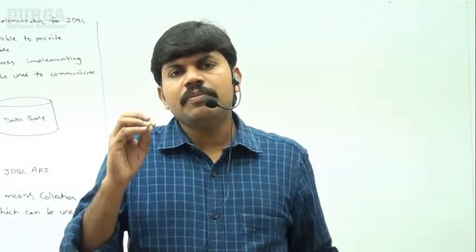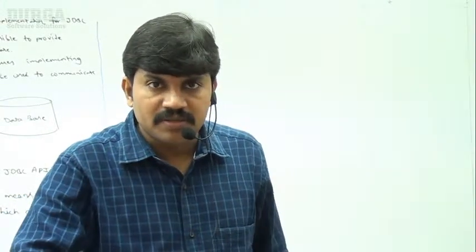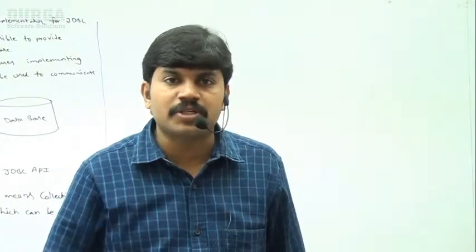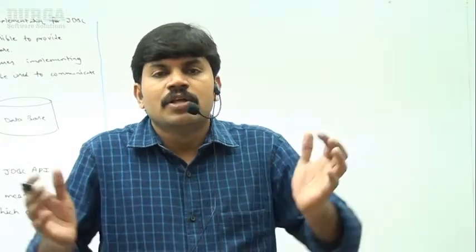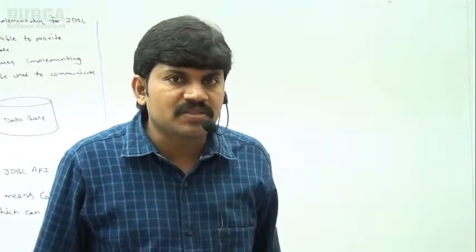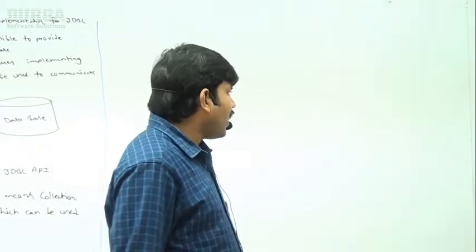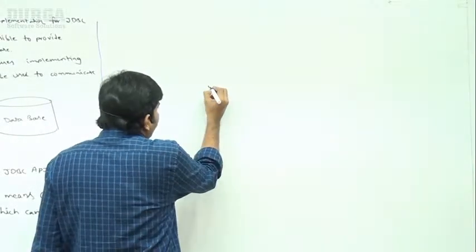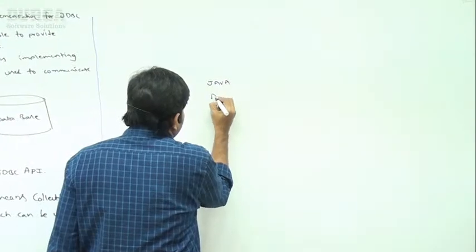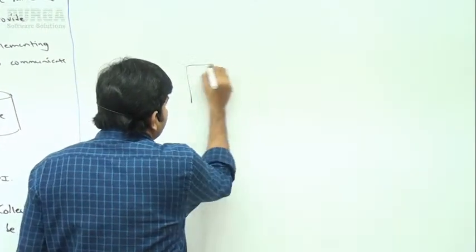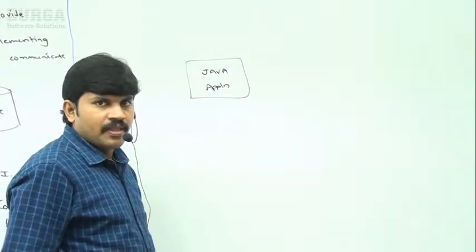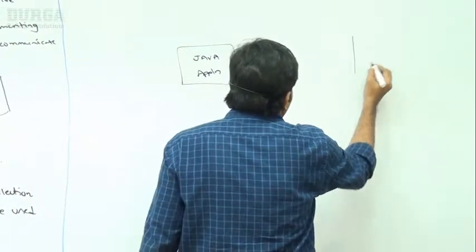Now, for the JDBC API interfaces, the database vendor is responsible to provide implementation. That collection of implementation classes is by default considered driver software. Clear for all of you, right? Just have a look once. I have one Java application here, and I want to communicate with the database.